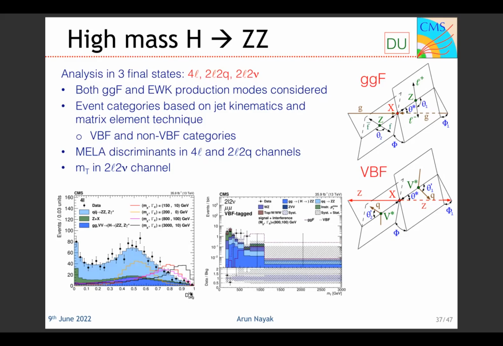So here you see this Miller discriminant for the 4 lepton channel. So you have this distribution for the background and what you expect from the signal for different values of the MX, and they also consider different widths of this resonance from 0 GeV, 10 GeV, 100 GeV, and so on. Okay, and this is the transverse mass for the VBF category in the 2 lepton 2 neutrino channel.